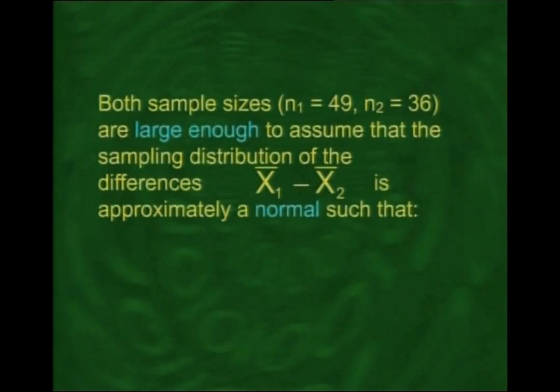Now, because both of the sample sizes are large enough to assume that the sampling distribution of x1 bar minus x2 bar is approximately normal, therefore, we can apply this particular distribution in order to solve this problem. Now, to apply the normal distribution, students, of course, you must be remembering that we have to convert our variable, which in this case will be x1 bar minus x2 bar, to z. And in order to do that, of course, I first need to compute the mean and the standard deviation of my sampling distribution of x1 bar minus x2 bar.